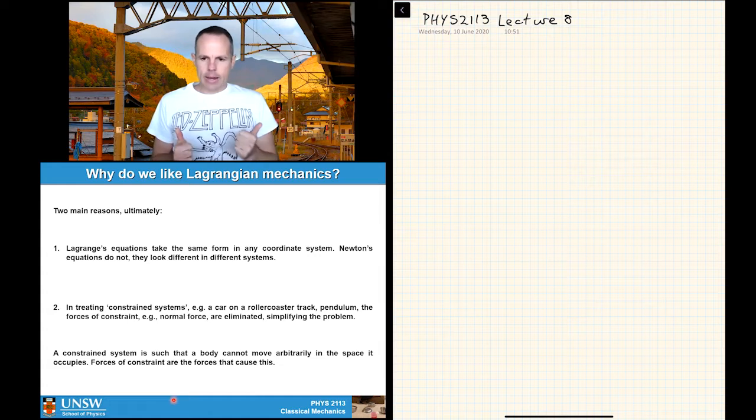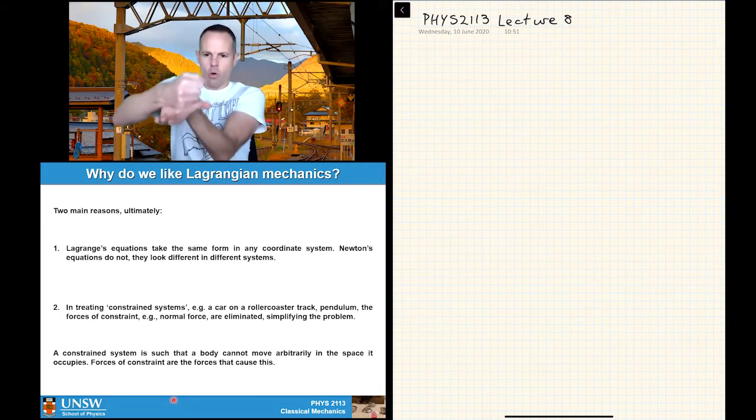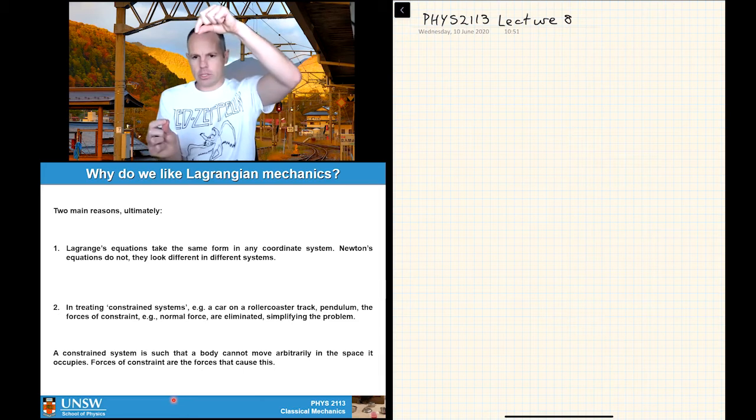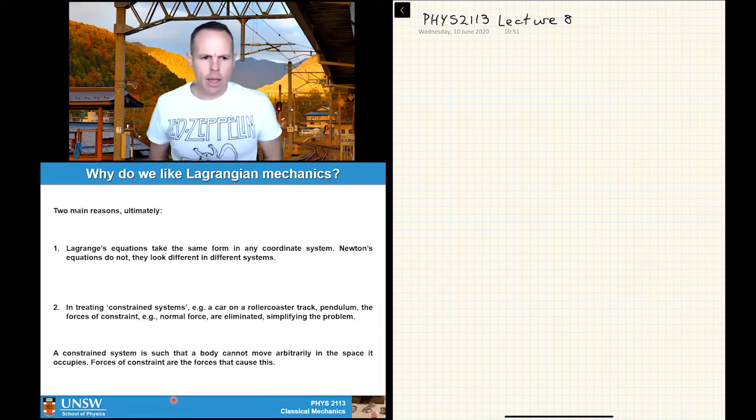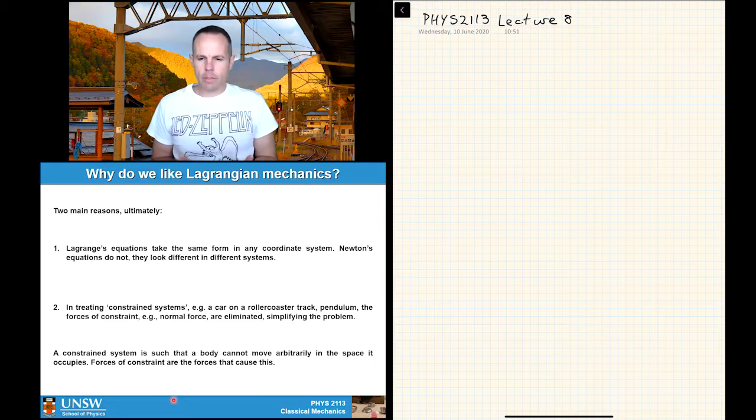Okay, and you'll know from first year when you deal with those sorts of problems, you often have what we will call here forces of constraint. For example, if I've got a mass on a surface, there's a normal force. If I've got a pendulum on a string, I've got a tension in the string. These are what we call forces of constraint, and they can be kind of painful to deal with.